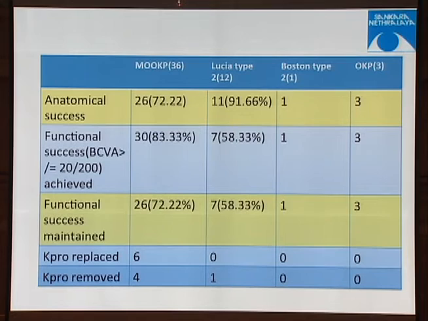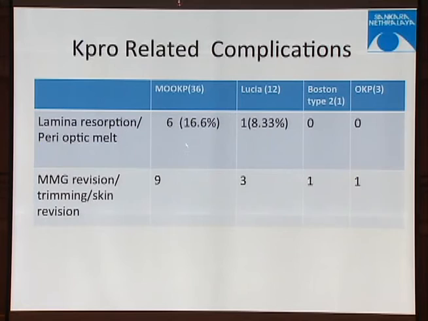The keratoprosthesis was replaced in MOOKP in 6 eyes. In 2, we had to redo another tooth, and the rest we swapped with the Lucia or the OOKP. We had to remove the keratoprosthesis in 4 eyes because of infection. Lamina resorption was noted in 6 patients in the OOKP group.